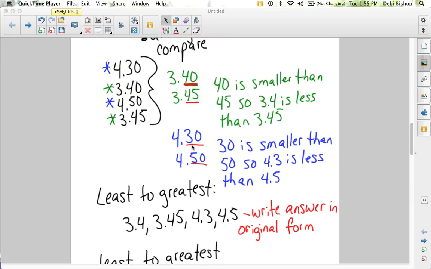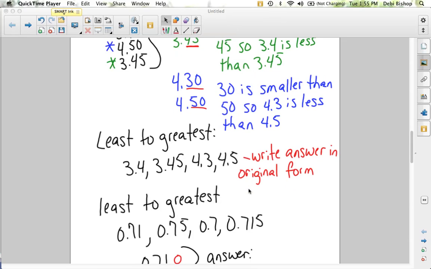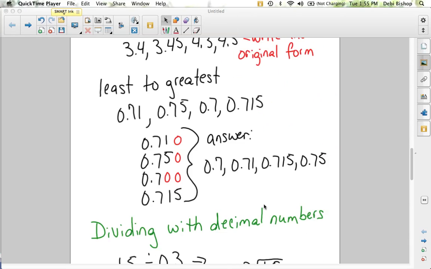And you would do the same thing with your next digits of 4. So you have 4 and 30 hundredths and 4 and 50 hundredths. You could also just compare the tenths, but we put them all in the same digit. So we can see here 30 is smaller than 50, so 4 and 3 tenths is less than 4 and 5 tenths. And then you rewrite your answer going from least to greatest, and you write your answer in the original form. So you have 3 and 4 tenths, 3 and 45 hundredths, 4 and 3 tenths, and 4 and 5 tenths.